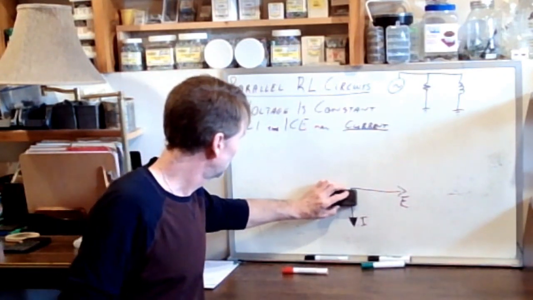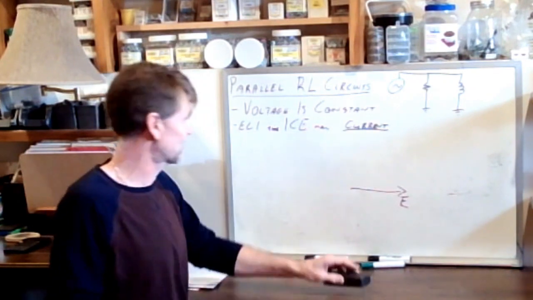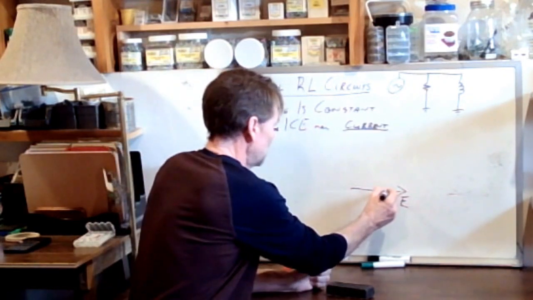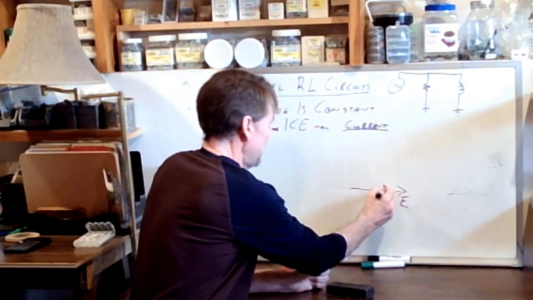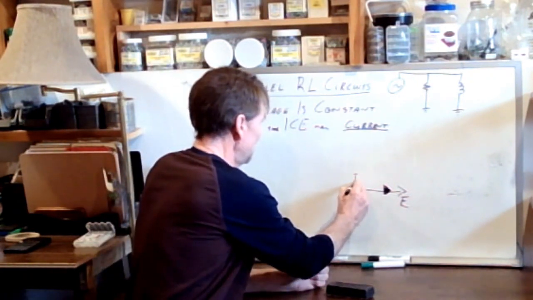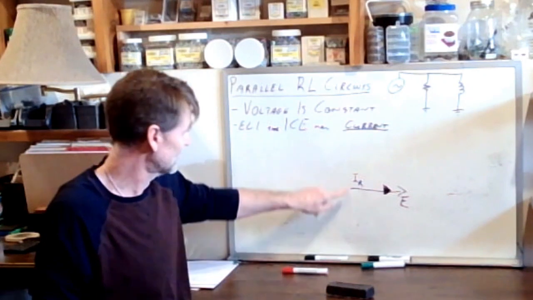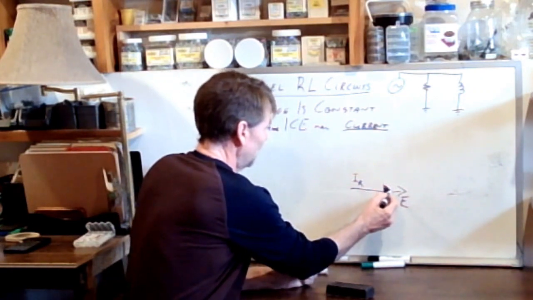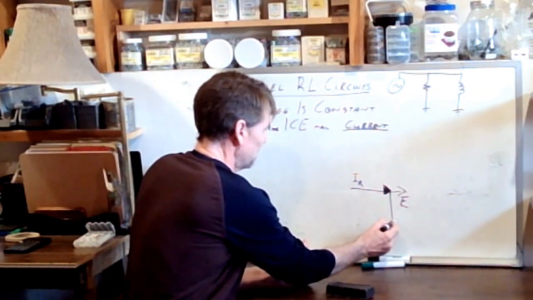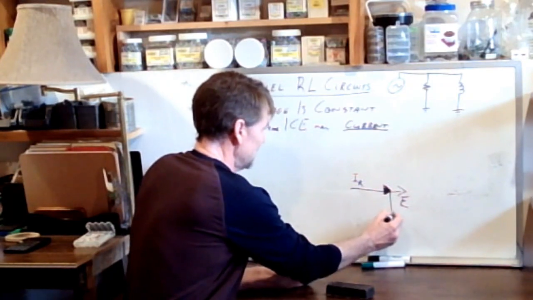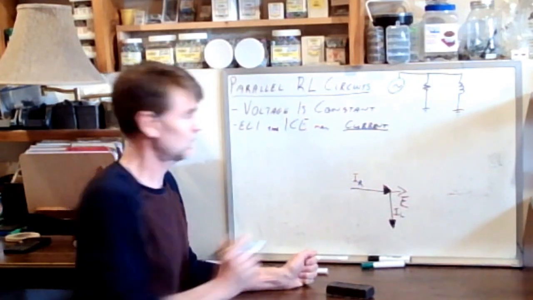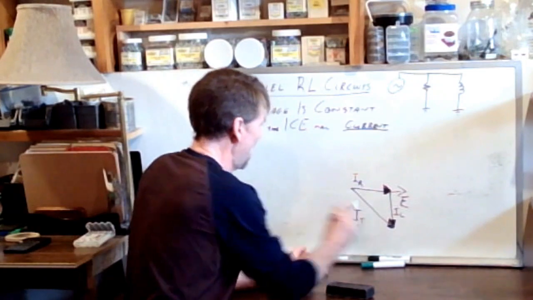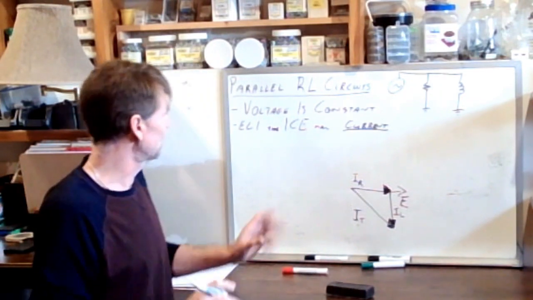If we want to build a triangle that represents current, then we know that here in the resistive branch of the circuit, our current is going to be in phase with the voltage. So this is I subscript R, the current through the resistor at 0 degrees, in phase with the voltage. And then the current is going to lag the voltage, so here it is down here. There's our current vector. This is I through L. And finally, the hypotenuse, I total.